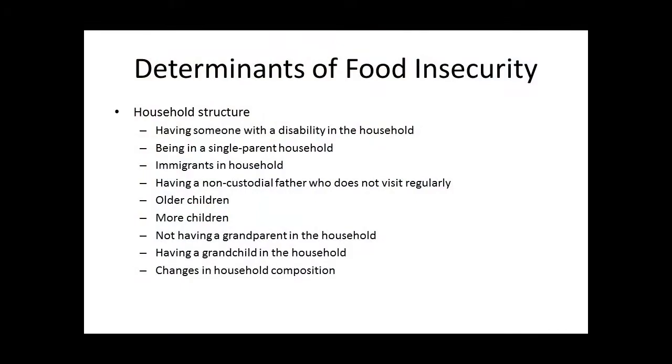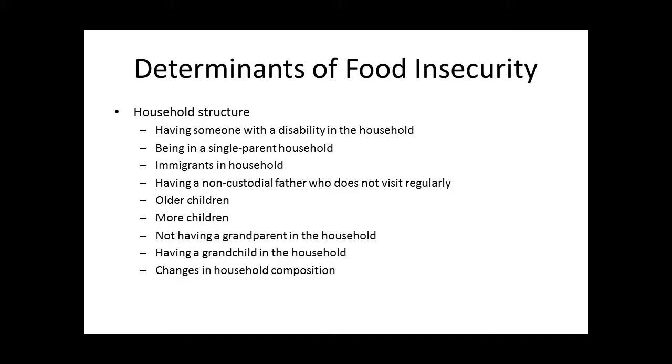Some come from out of state. About 80%, I think, are from that region, isn't that right? About 80%, okay. Okay, so household structure also has a big influence on this.